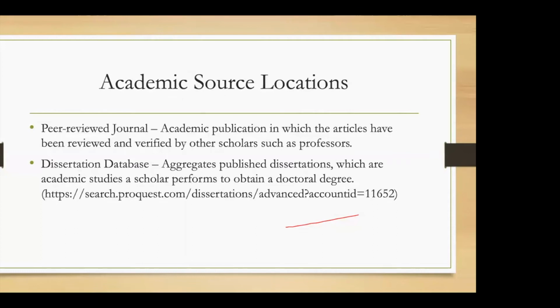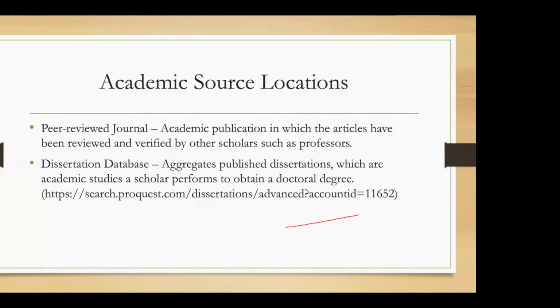Next, we have to think about, where do we find these sources? And the number one that I tell my students is you should look at peer-reviewed journals first. So what is a peer-reviewed journal? And what are articles in a peer-reviewed journal? They're academic publications in which the articles have been reviewed and verified by other scholars, such as professors.